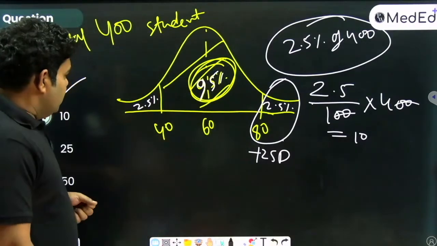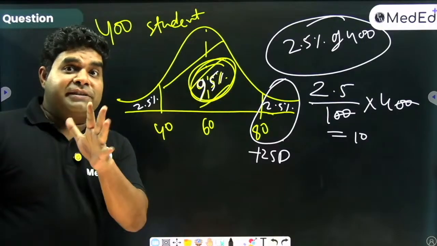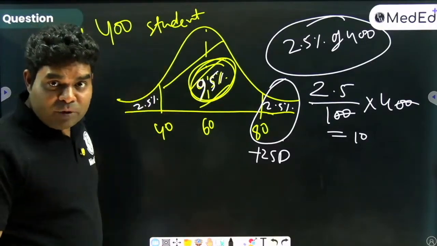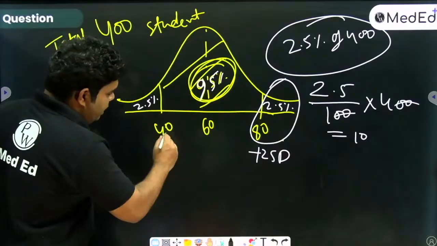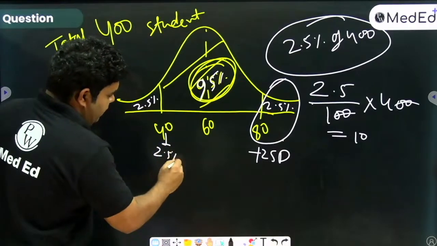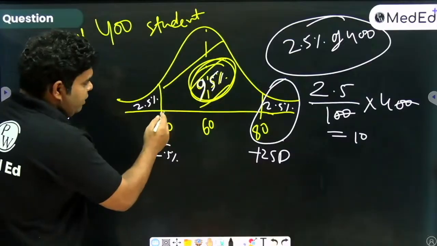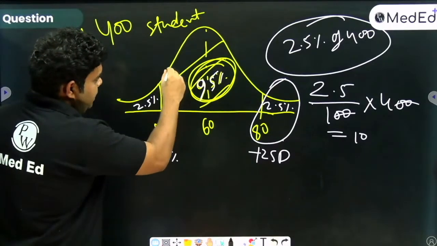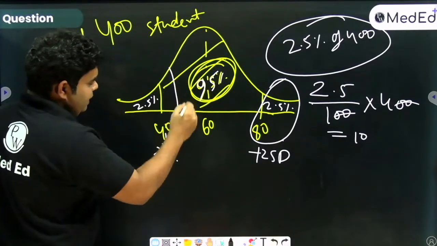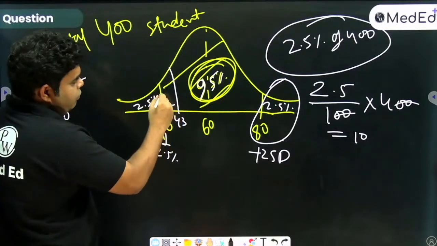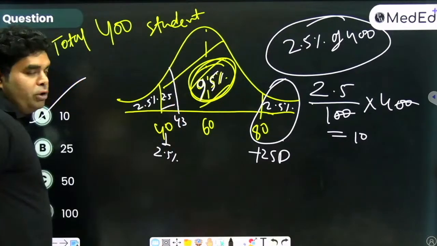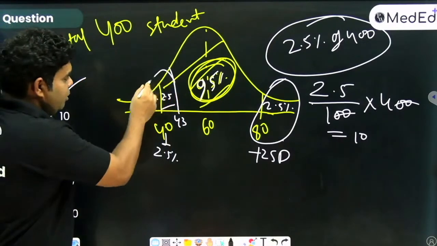They will ask, where are 5% students in this class? 2.5% students are at 40. If they ask where are 5% students, 5% students will be somewhere just above 40. Suppose above 40 it is 43. So between 43 and 40 we can expect 2.5% more students. And now how many are below 43? 5%.